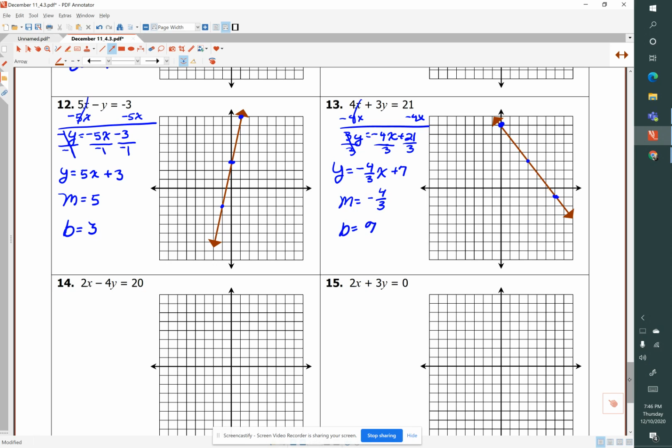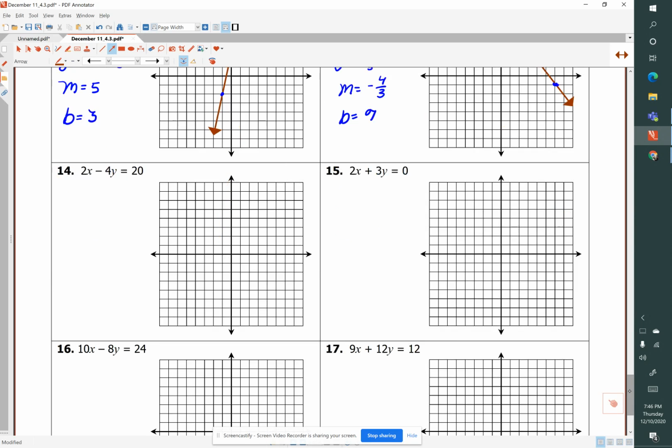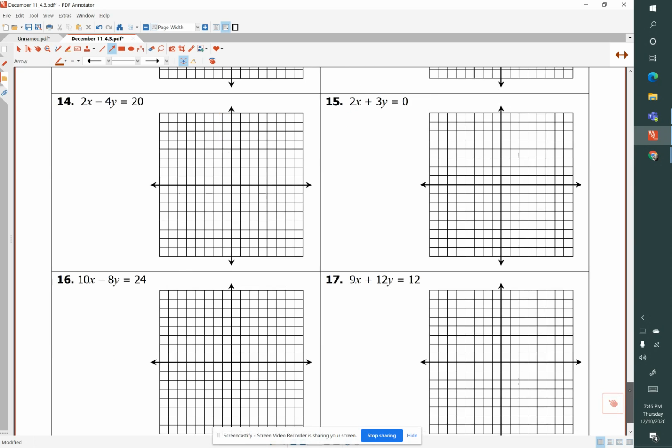Now let's move on to number 14. Why don't you try the last 4 problems on your own? Pause the video and then come back and check your work.